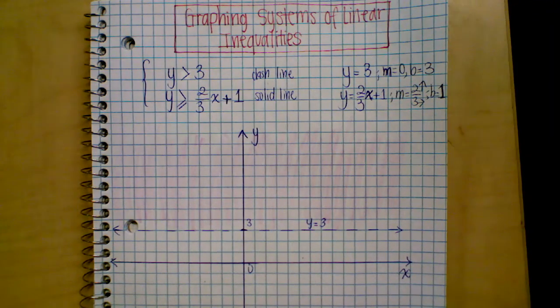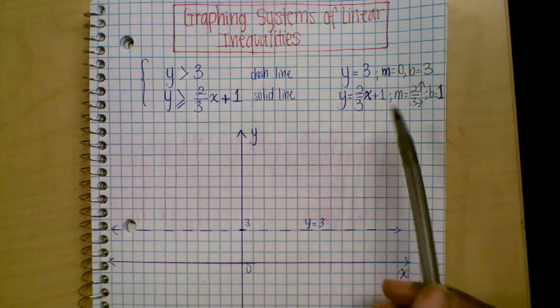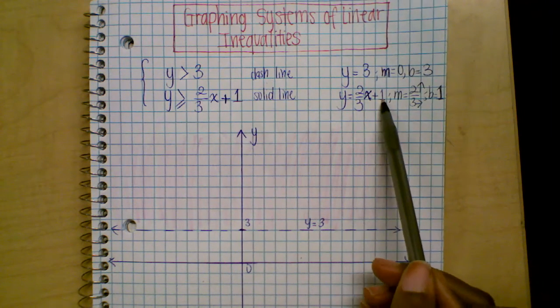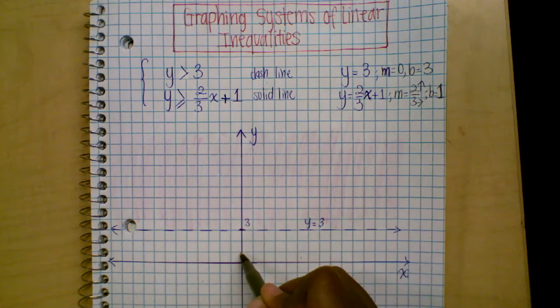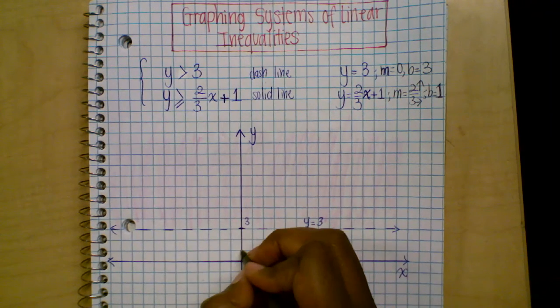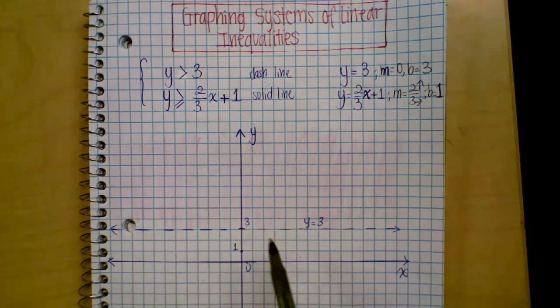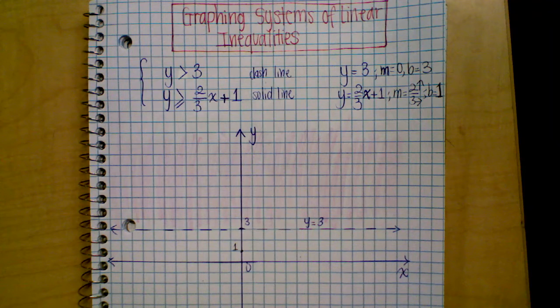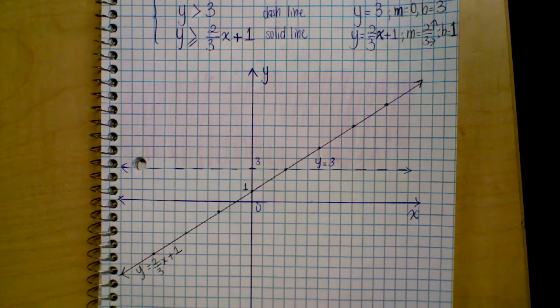Okay, so now we're going to build a line. The second line is y equals 2/3 x plus 1. So where do we start? At 1. This is the y-intercept 1, and then you go up 2 and over 3. So please do that. Build your line. Okay, so I built the line and I used a solid line.